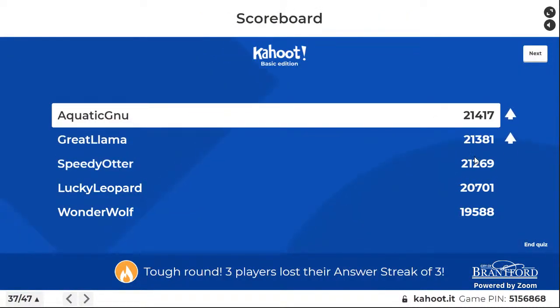Oh, it looks like Speedy Otter has dropped to third place, and Aquatic New has taken the lead with 21,417 points. Great Llama is not far behind, and has moved up to second place. And let's head on to the next true or false question.